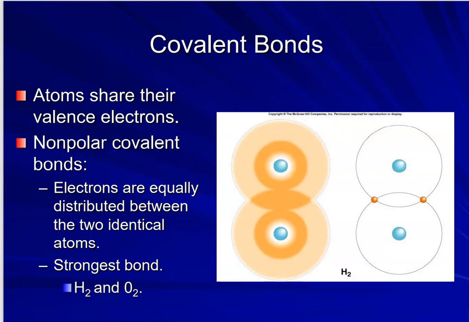In this case, we share pairs of electrons. Basically, two atoms make a deal and say, hey, we're going to get in close proximity and we're going to share a pair of electrons. And here it looks like this. So there's this pair of electrons.